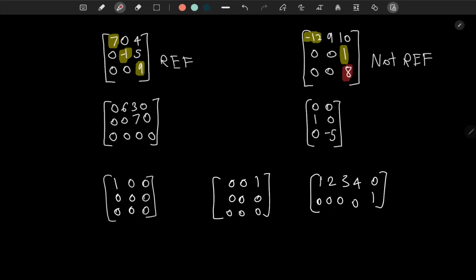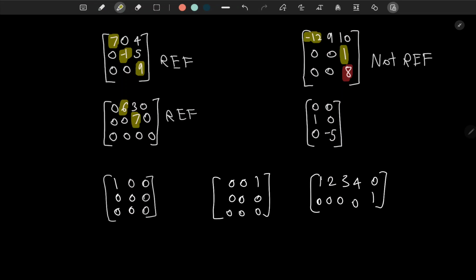So now let's move on to the next matrix. Here the first non-zero element in the first row is going to be 6. Now again we look down and to the right, it's going to be 7. And the second condition in REF is that if there is any all-zeros row in a matrix, then it has to be the last row. Here the all-zeros row is in the last row, so this is fine. So this is also in REF form.